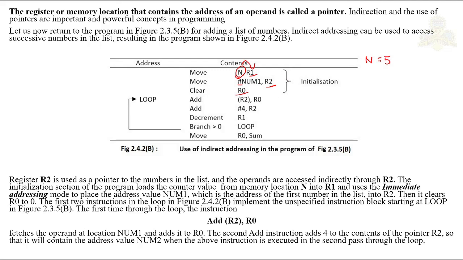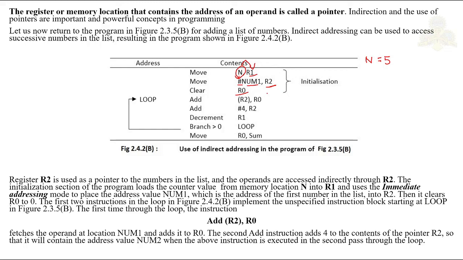Now this is the initialization. First, R1 will act as a counter which will tell us how many numbers to add. Next, the address of the first number. We have num1, num2, num3 till 5, right? So that address one by one would be loaded into R2 and R2 would be considered as a pointer. Next we will clear R0 to add the numbers. So this is our program initialization.